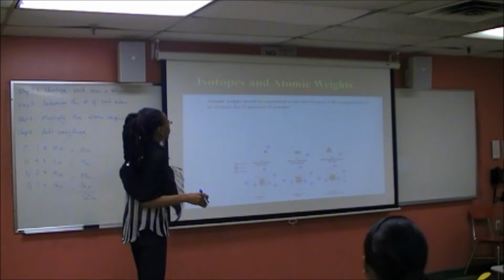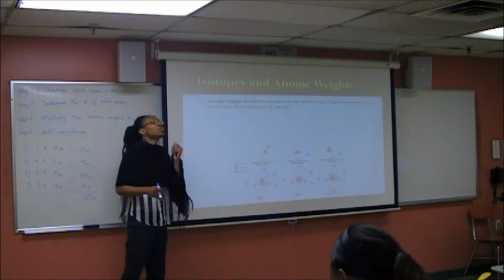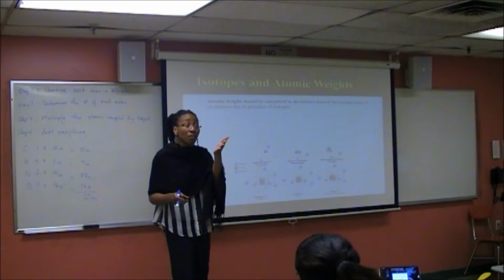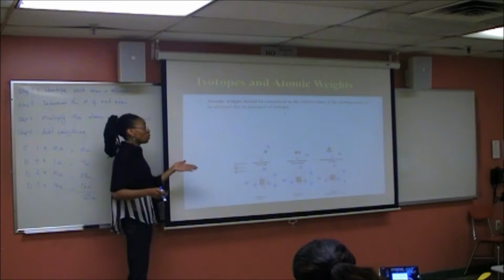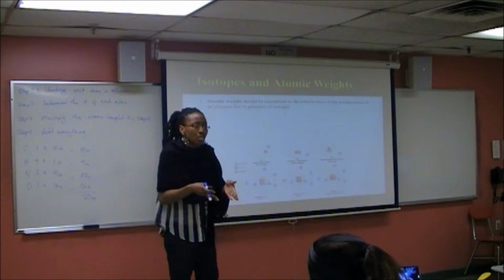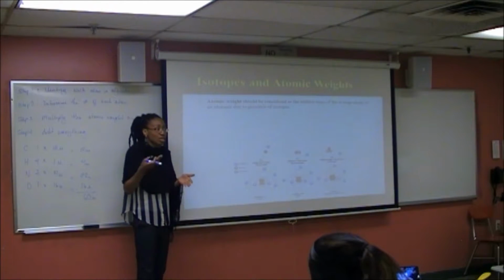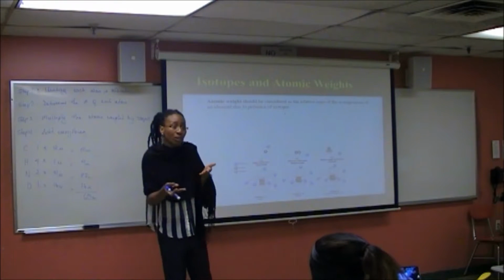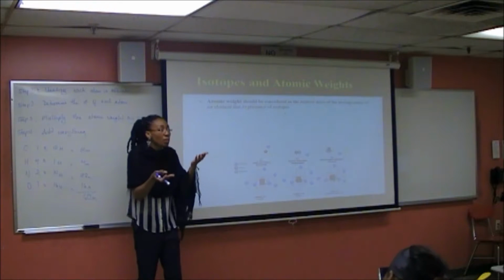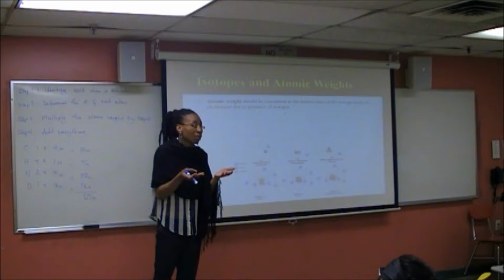So where does your atomic weight come from? The number of protons and the number of neutrons. Now, if you take into consideration isotopes, what's going to happen? Remember, your isotopes have a different number of neutrons. So your isotopes are going to play a part in what your atomic mass is going to be.